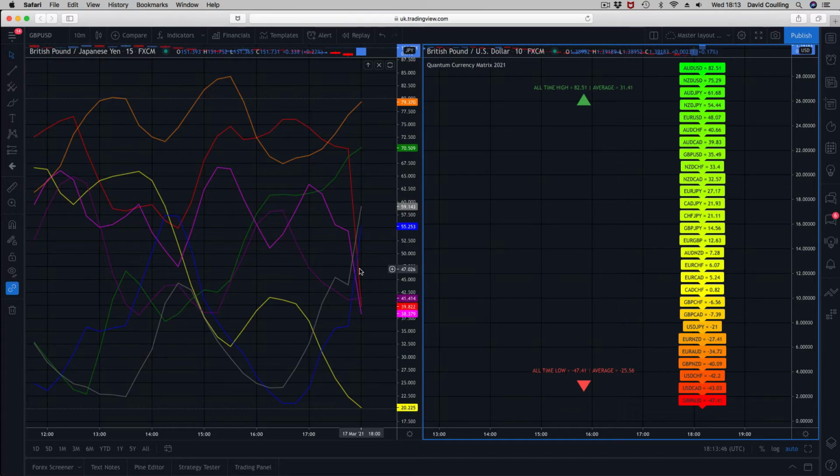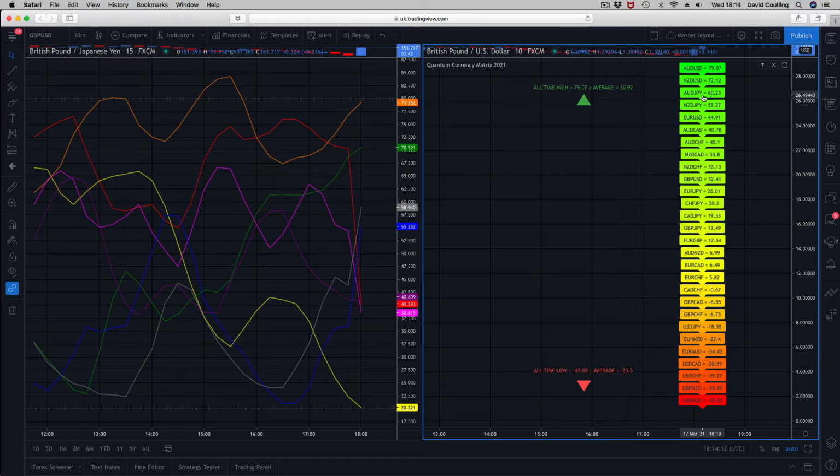But what about all the other pairs? Are they moving in the same direction with the same degree of momentum? And the short answer is no. If you look at the Aussie yen, that one is up here because we've got the Aussie rising and the Japanese yen falling, and that's the reason that the Aussie yen is also up here with a pretty strong trend on this sort of time horizon.